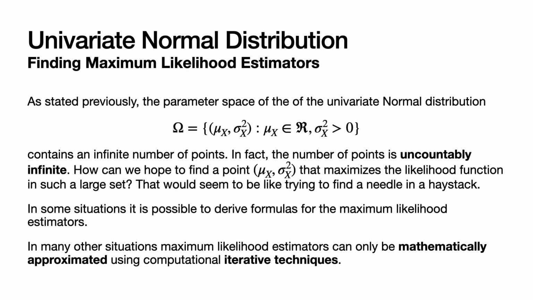As stated previously, the parameter space of the univariate normal distribution contains an infinite number of points. In fact, the number of points is uncountably infinite. How can we hope to find a point that maximizes the likelihood function in such a large set? That would seem to be like trying to find a needle in a haystack. In some situations, it is possible to derive formulas for the maximum likelihood estimators. In many other situations, maximum likelihood estimators can only be mathematically approximated using computational iterative techniques.